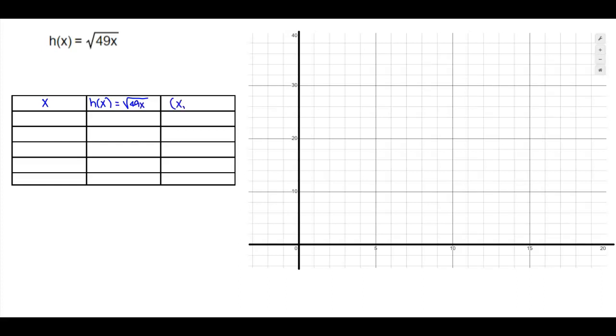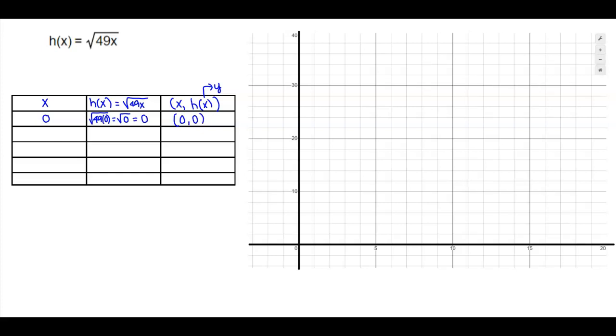And then we know that our ordered pair is going to be x, h of x. Remember that h of x is the same as the y coordinate. Now keep in mind here that all the values that we can pick for x cannot be negative. So they have to be either 0 or positive values. So the first one we're going to pick is 0. So if we plug in 0 into this function, we're going to get 49 times 0 and take the square root of that. 49 times 0 is 0, so therefore the square root of 0 is 0. So our first ordered pair is 0, 0.